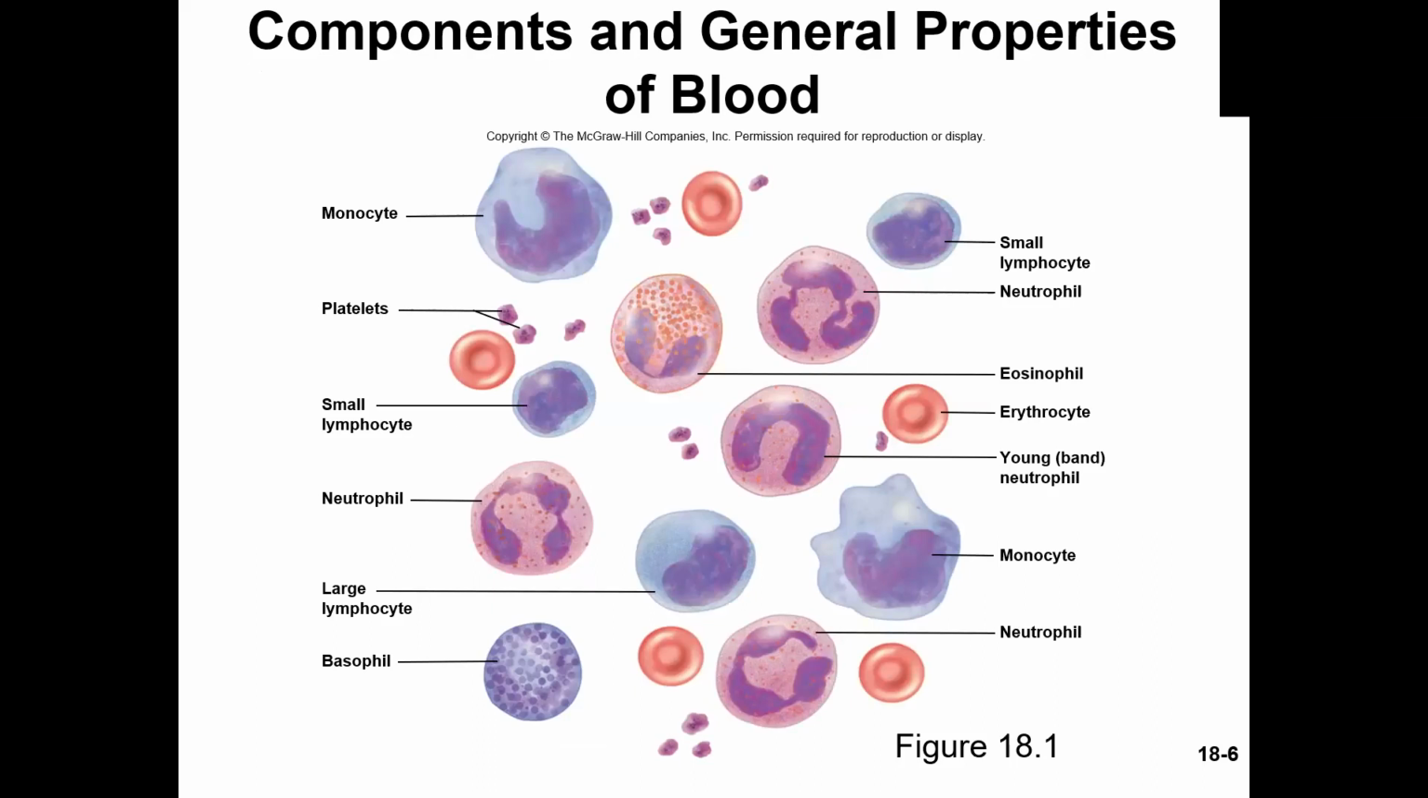So the components of blood, again, this picture is nice just so you can get a size differential. You can compare that RBC, or the erythrocyte, a little bit more intimately to the platelets, and then to the different types of white blood cells.